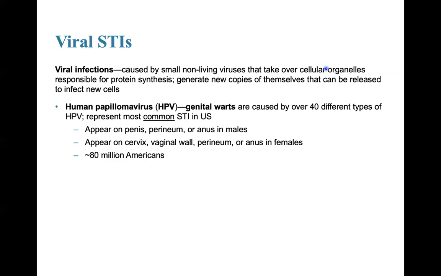HPVs, or human papillomaviruses: there are over 40 different types of HPVs, and this is the most common STI in the US. It can cause genital warts. They appear on the penis, perineum, and anus in males. They appear in the cervix, vaginal wall, perineum, and anus of females. It's estimated that approximately 80 million sexually active Americans have been infected with HPV.